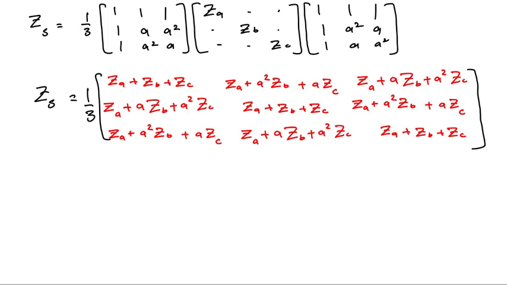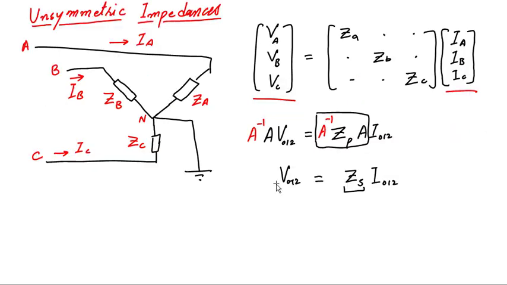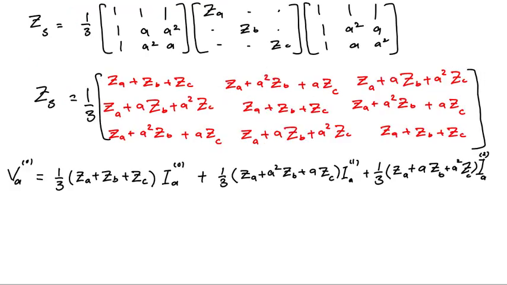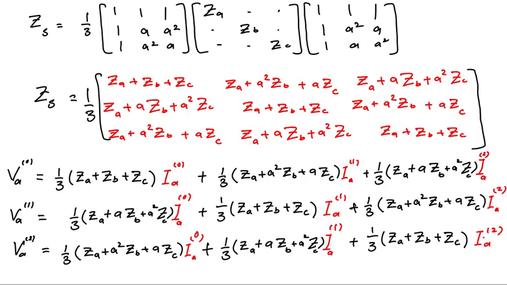Now if we substitute the value of ZS here in this equation and write the sequence voltages equation, that will become, due to unsymmetrical impedance in three phases, now the zero sequence voltage is dependent upon all the three sequence currents, and similar is the case with the positive sequence as well as with the negative sequence. So these are the three equations. Now we can see here the positive sequence and negative sequence voltages also depend upon all the three sequence currents. So that happened due to the unsymmetrical phase impedances.